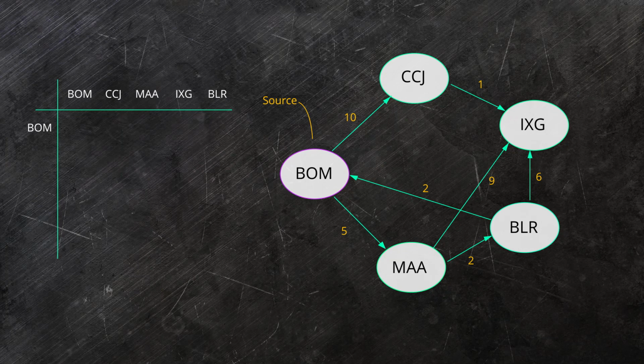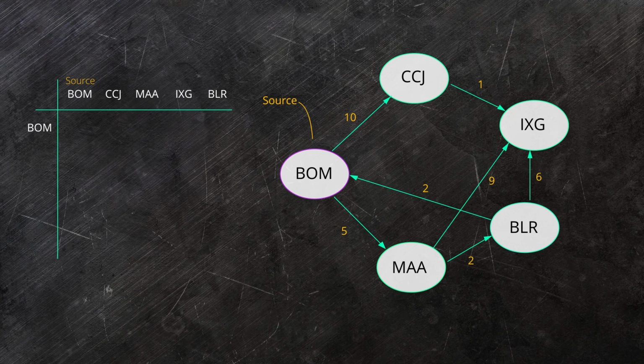Suppose if I am choosing MAA, I'll have to write MAA in the first column, and later the other nodes can be written in any order. The order doesn't matter exactly. But the mandatory thing you have to follow is whichever node we're choosing as the source node should be written first. So arbitrarily, I have chosen BOM, and so I have written BOM first. The others you can write in any order.